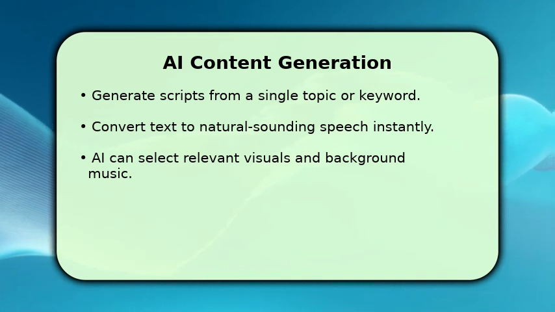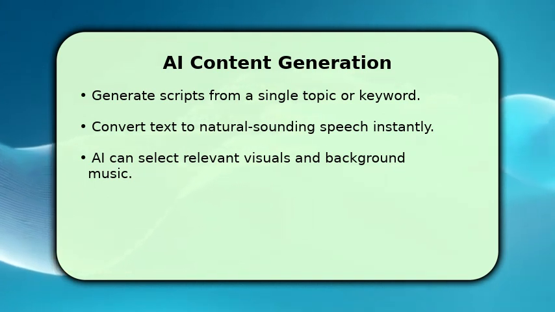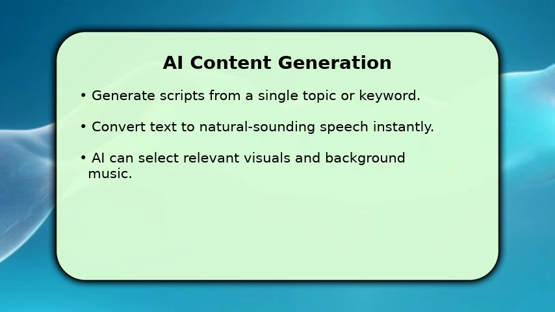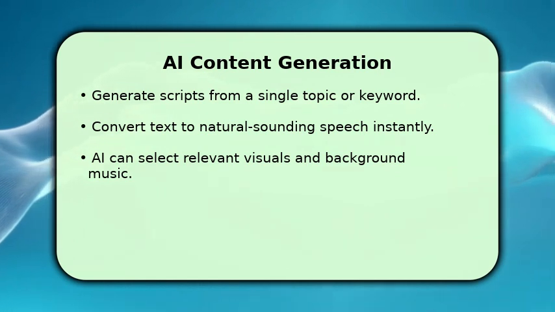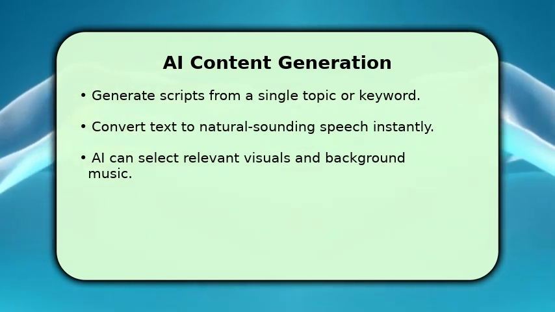Once your tools are selected, generating content becomes incredibly simple. Input your topic or a few keywords, and the AI will draft a compelling script for your short. Next, use text-to-speech AI to convert your script into a natural-sounding voiceover. Many platforms can then automatically select appropriate stock footage, images, and background music, perfectly syncing them with your audio. This process can create a complete draft in under 5 minutes.